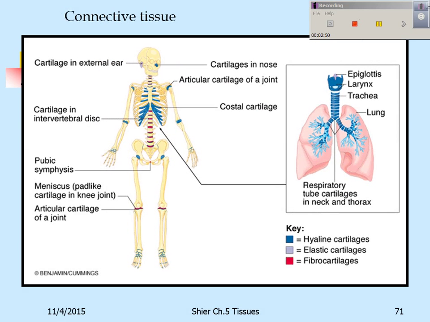All right, our next piece. Looking at where those different types of cartilage are, you can see right here, there's our key. Hyaline cartilage is in blue, elastic cartilage is in gray, and fibrocartilage is in red. So if we look at hyaline cartilage, the first thing is right here. We find it in our trachea and within our lungs.